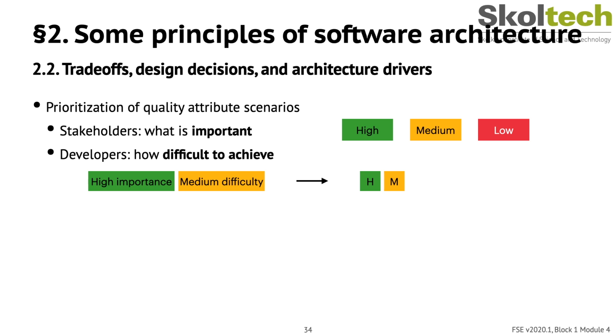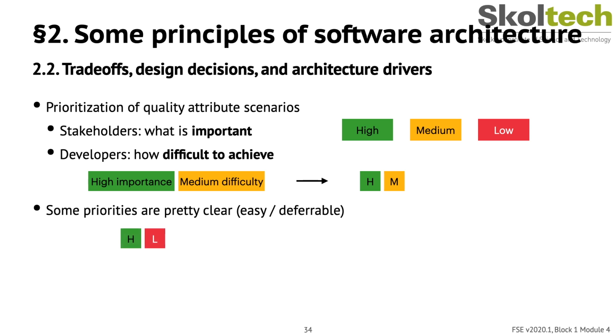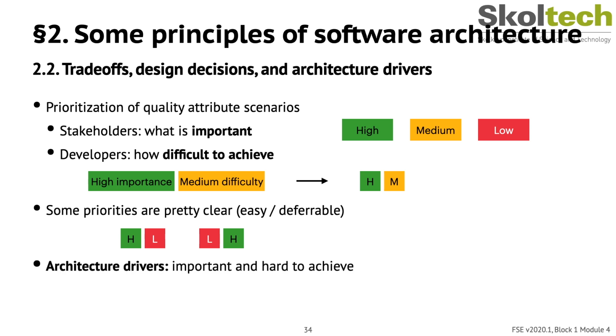Some quality attribute scenarios will be easy, the ones rated HL, and others are likely to be deferred or watered down, the ones rated LH. But others, usually the ones rated HH, are both important and hard to achieve. So developers will need to pay considerable attention to them as the system is designed. Such quality attribute scenarios are known as architecture drivers, because developers will use them as test cases when creating and evaluating architecture options.